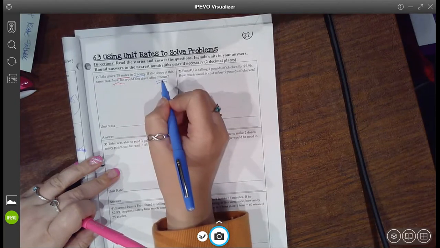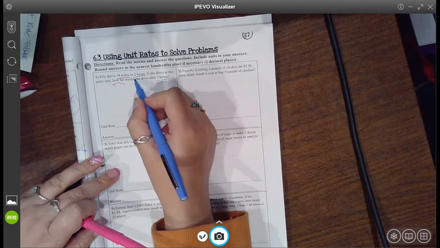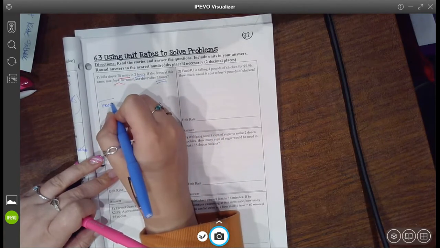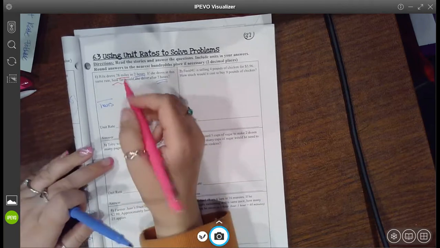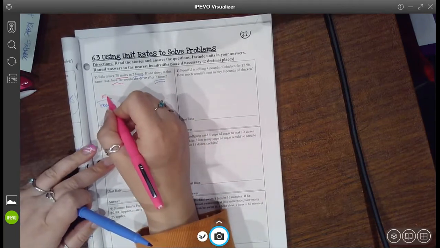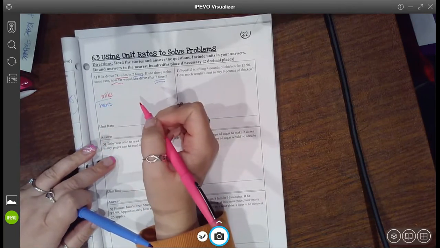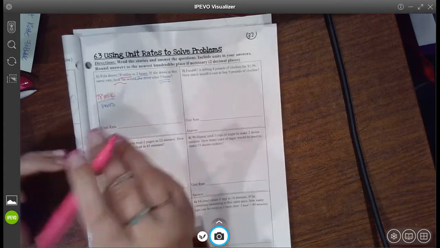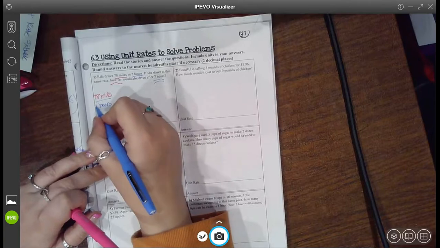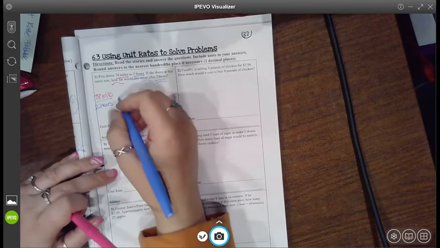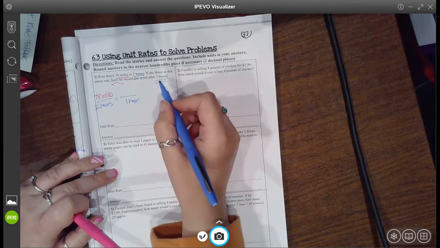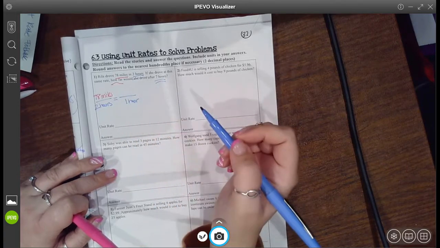Whatever they give you two of, so they gave you the number of hours twice, that's going to go in your denominator. And then the thing you're trying to find, like how far she can go, that's going to go in your numerator. Okay, so that first piece of information said that she could go 78 miles in 2 hours. Well, if I can find how far she can go in 1 hour, then I could just multiply that by 7 hours and figure out how far she'll go.